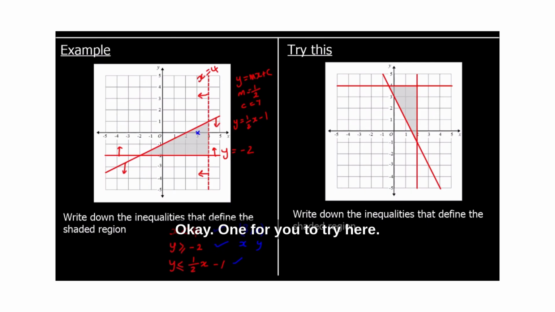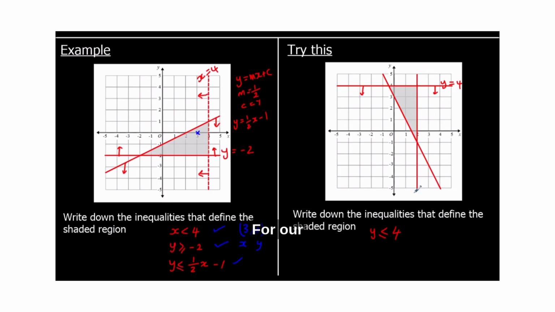Okay, one for you to try here. So pause the video and give it a go. So let's write down the equations of these lines. So we've got y equals 4, and we want below the line for our region. So y is less than or equal to, it's a solid line, 4.